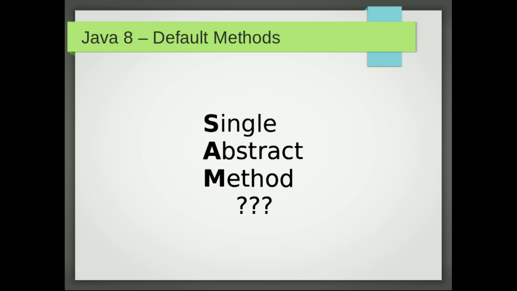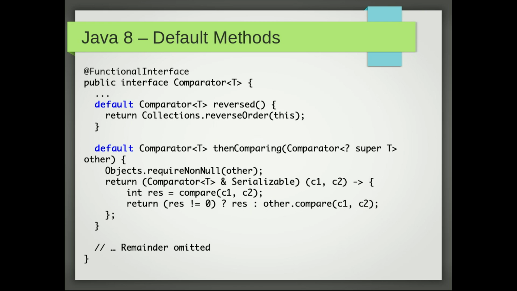So in the Comparator interface, there is only one abstract method called compare. The other ones are either static or default methods. Then what are default methods? As you can see, the interface now has some method body here with this default keyword. Well, which means now Java supports multiple inheritance.